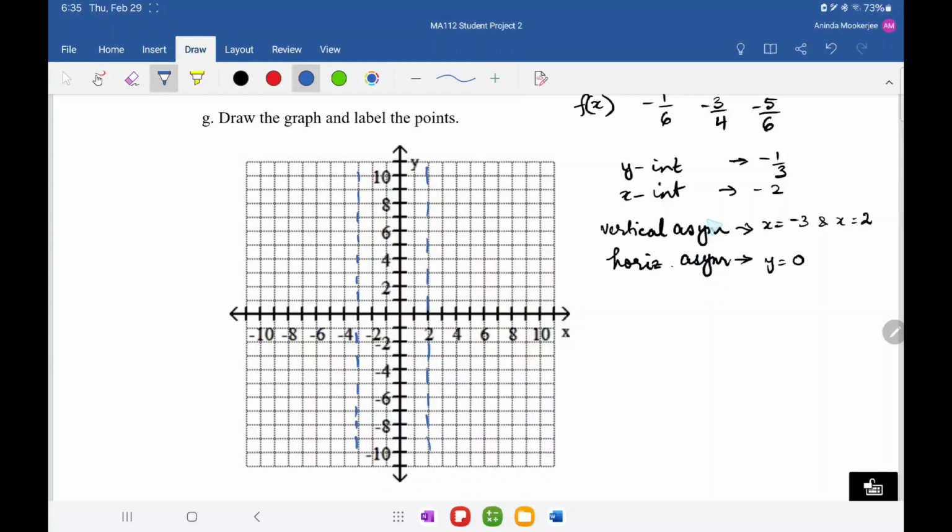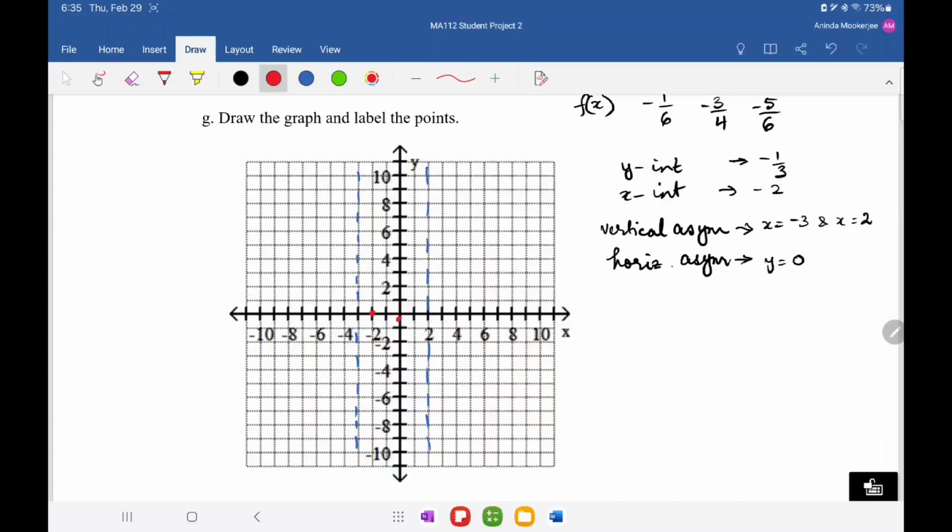Now the y-intercept, that means the place where it crosses the y-axis, is at -1/3. So -1/3 is going to be a point between 0 and -1. So I'm going to mark it here roughly. And then the x-intercept is at -2. That means where the graph will intersect the x-axis, and that's -2.